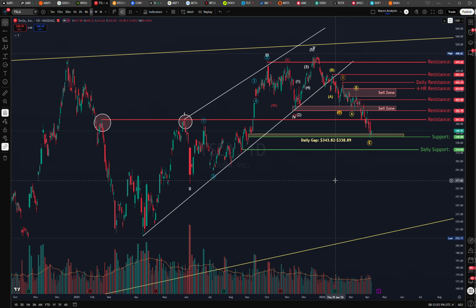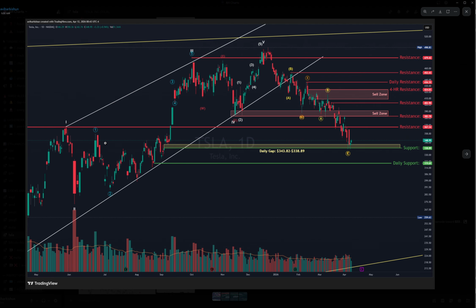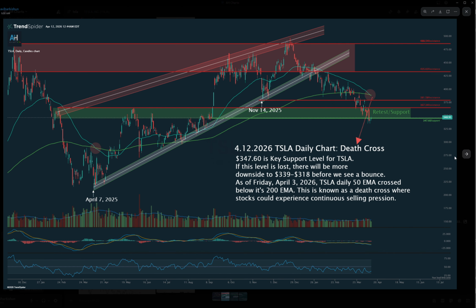Something I posted in Discord, let me see if I can pull that up for you guys really fast. In Tesla, what really concerns me. Okay, so I posted a chart in the Discord of what I'm looking at, and I talked about what I'm really looking at for Tesla. Let's move over to the next chart. And this is one of the things that concerns me as well.